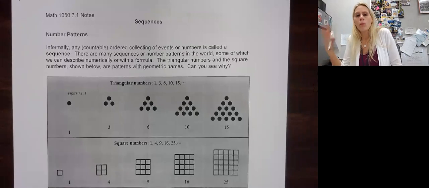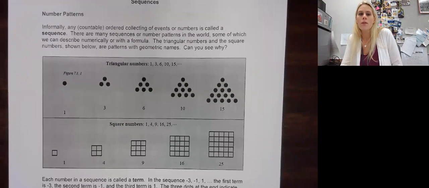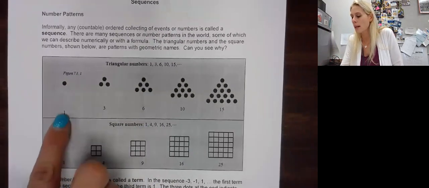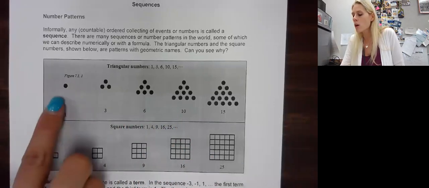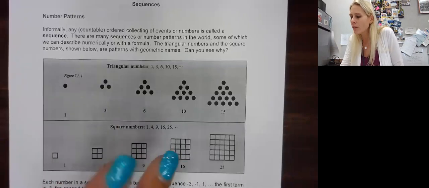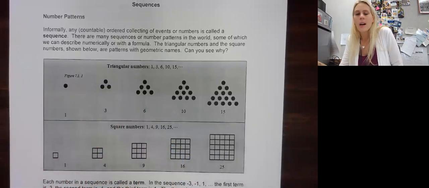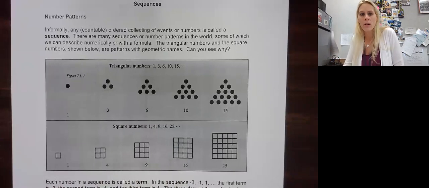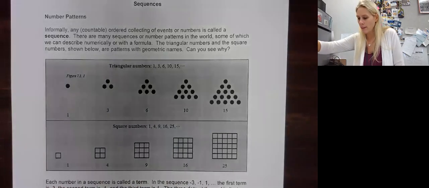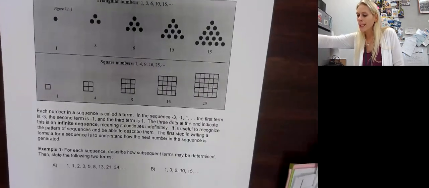So what we're doing is a sequence. We have a collection of numbers that have a pattern, okay? You can either have your pattern in your numbers, like 1, 3, 6, 10, 15, or you can have it in different shape patterns that show different things. Here we got squares down here, and we get 1, 4, 9, 16, 25, okay?